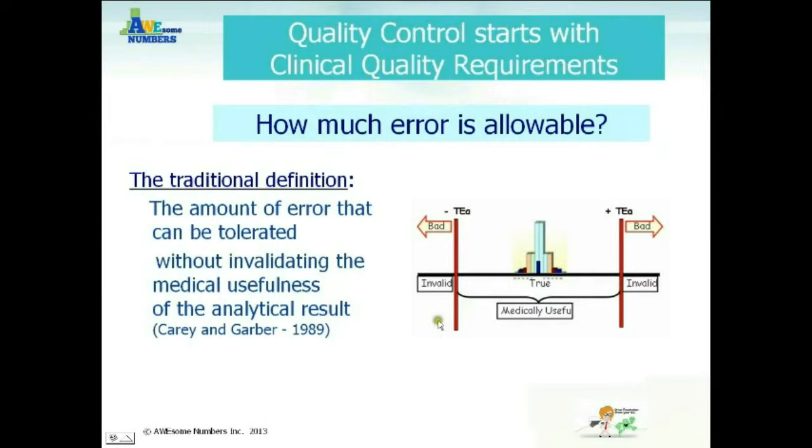So, what happens is that the concept is you have a true value, you have a medically useful range. Beyond that range, results are invalid. They're no good. They're not good enough to lead the doctor to the right diagnosis, and they're harmful to the patient.